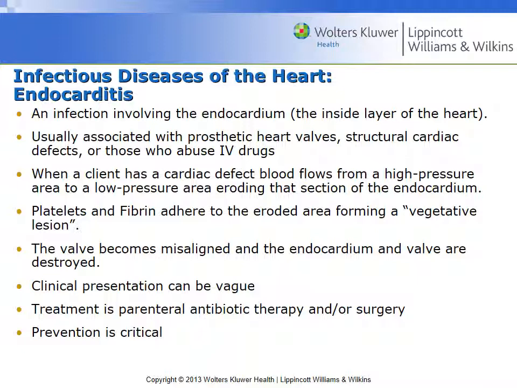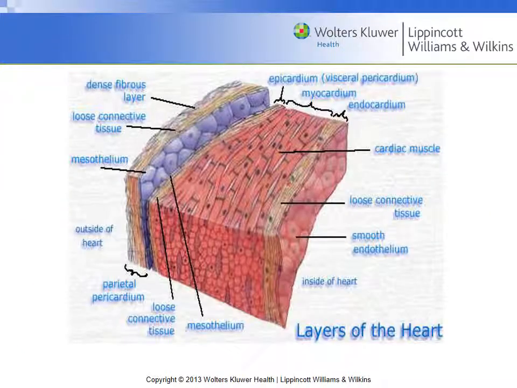These vegetative lesions are breeding grounds for bacteria. They erode the muscle of the heart, and they also can cause major clots. The valve becomes misaligned, and the endocardium and valve are destroyed. Clinical presentation can be vague. And remember, treatment is parenteral antibiotic therapy and/or surgery, and prevention is critical in these patients.